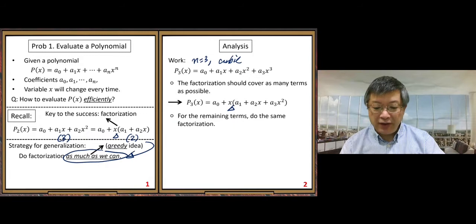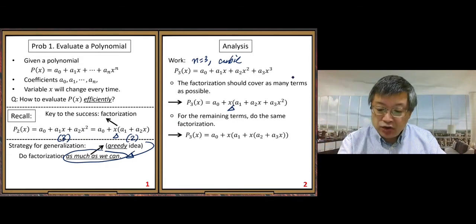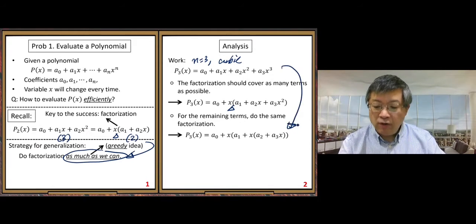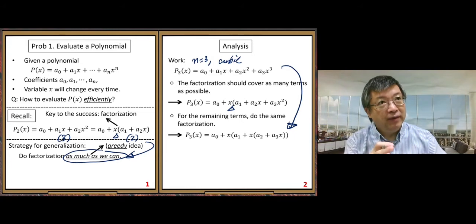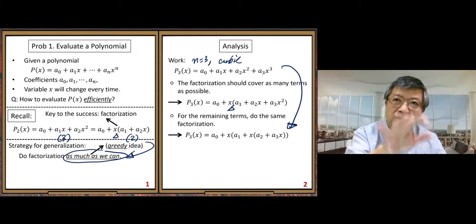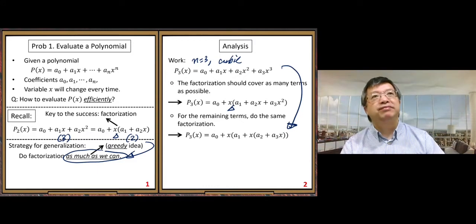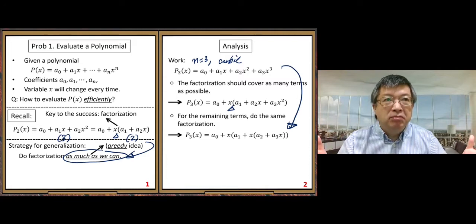After that, we transform the original polynomial to a new form. In this new form, we did factorization twice. That's as much as we can. That's the maximum amount of factorization we can do.